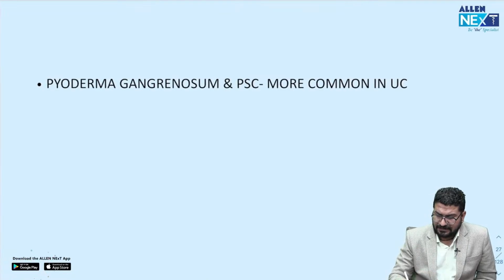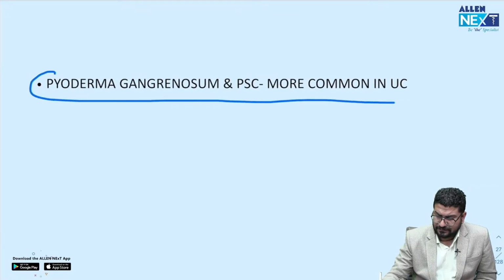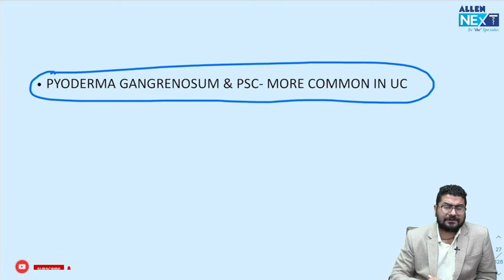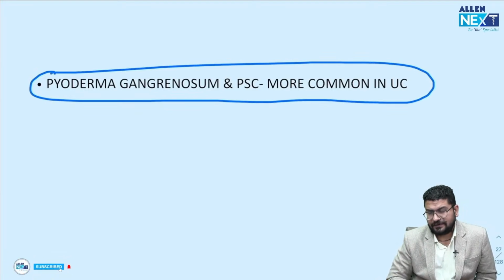Pyoderma gangrenosum and primary sclerosing cholangitis, these two complications are more in ulcerative colitis. Most others are common in Crohn's disease.